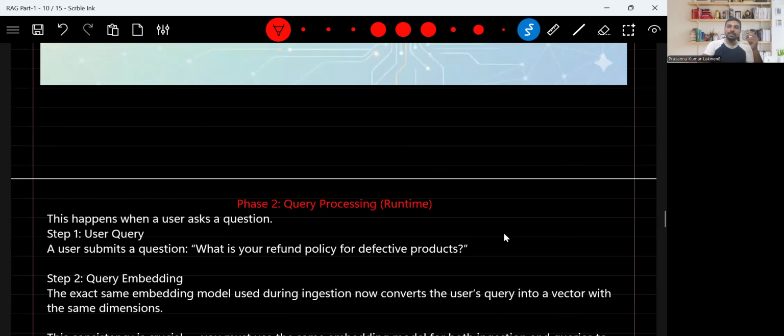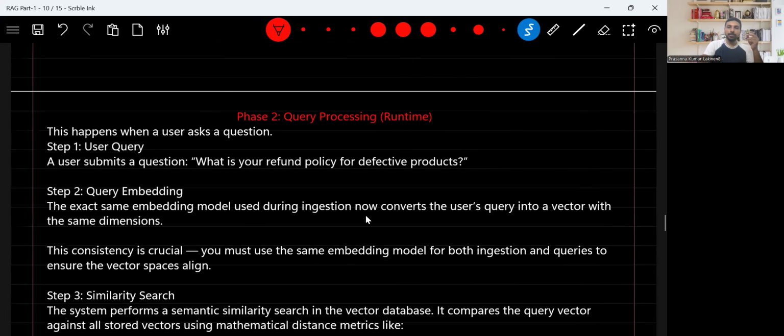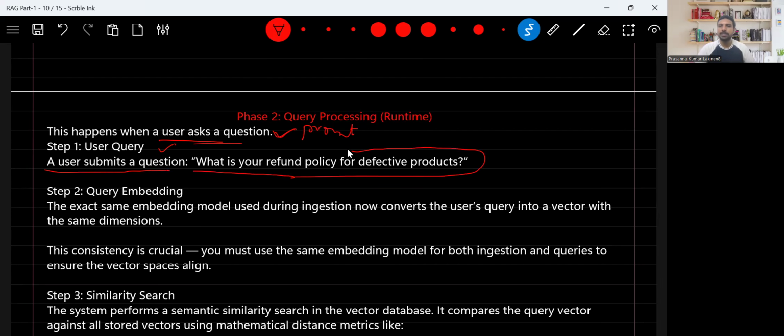After that, the second phase is the query process, that means the runtime query process. This happens when the user asks a question, that means your query. This means it is a prompt. When the user asks for a prompt, that means the user query. A user submits a question: what is the refund policy of defective products? This is my query.